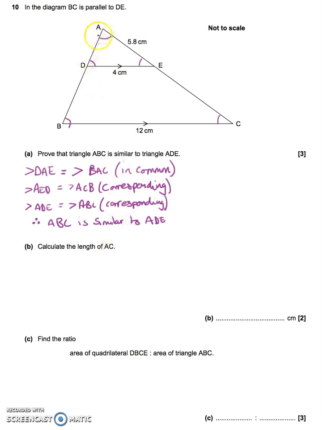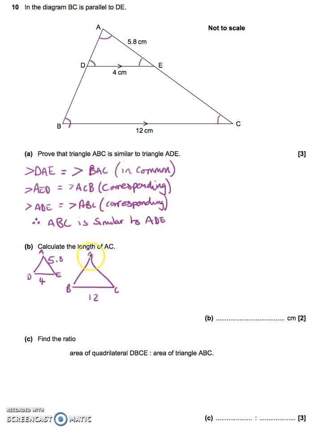Right, B, calculate the length of AC. Now this is where it's useful to think about these two triangles separately. So you could even draw the small one and the big one out as a couple of separate diagrams away from each other. ADE and ABC, just label the sides. Really bad triangle there, I know, but we've got 4 centimeters for the base of that one and 12 centimeters for the base of the larger one. And you've got this 5.8 centimeters measurement for the length of A to E.